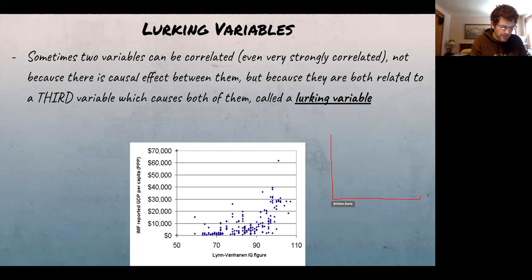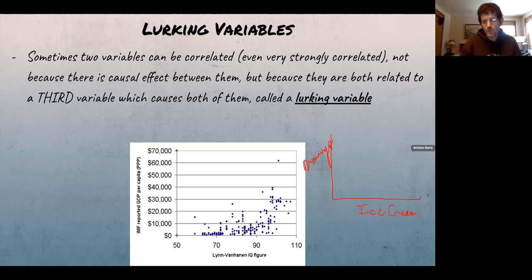Here's ice cream sales, and then here's drownings. So I know you can't really read my writing, but we're going to correlate ice cream sales and drowning. Okay, as ice cream sales go up, so do drownings. We could probably all agree that ice cream does not cause people to drown. So what do you think is making these two correlate with each other, that as one goes up, so does the other?